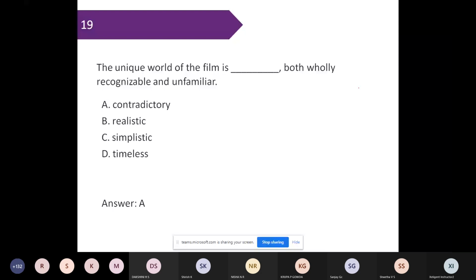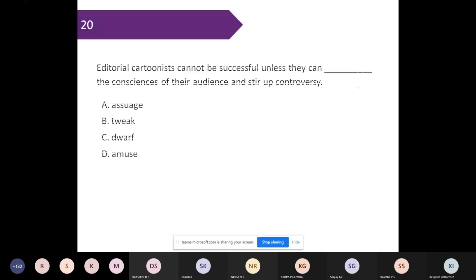Question number 20. Editorial cartoonists cannot be successful unless they can blank the conscience of their audience and stir up controversy. So unless is the keyword. So the first part is negative, that is, they cannot be successful. And in the second part, you need to fill the blank with a positive word. Search for a positive word or think of a positive word.